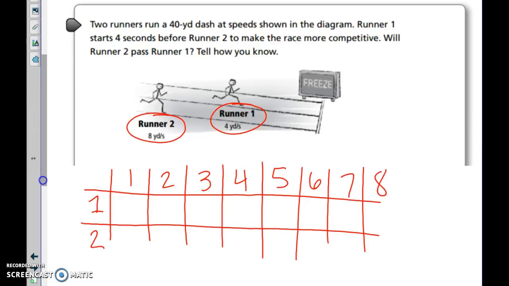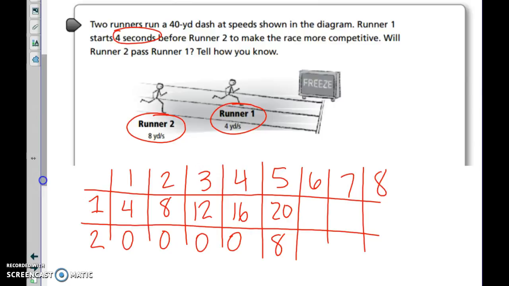So at 1 second, runner 1 has gone 4 yards. Runner 2 hasn't even started yet. Remember, runner 2 waits 4 seconds. It says it right here. At 2 seconds, runner 1 has gone 8 yards. Runner 2 still hasn't started. We're at 12 yards. Hasn't started. We are at 16 yards. Still hasn't started. 5 seconds is pivotal. Runner 2 has gone 8 yards. Runner 1, 20. 6 seconds. Runner 1, 24. Runner 2, 16.